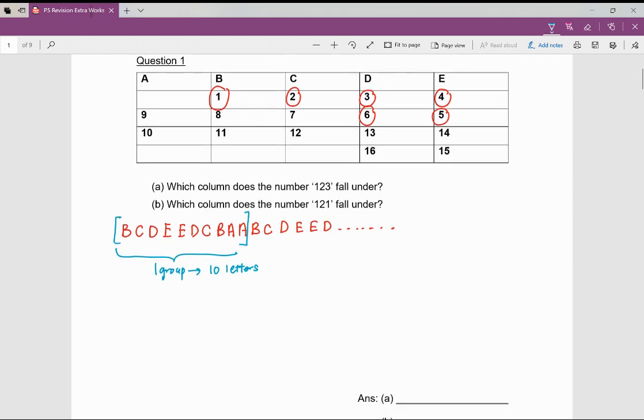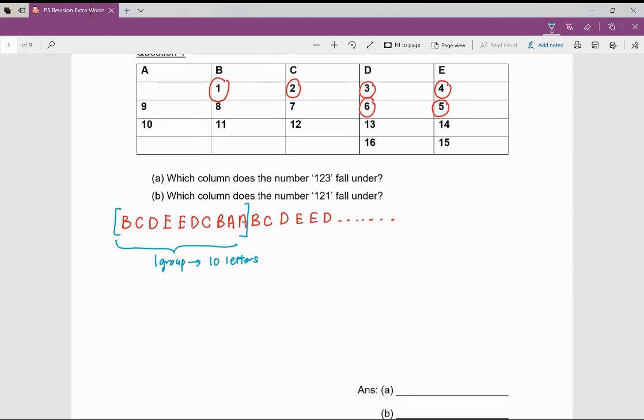Okay, so next, now I can start solving my question once I can identify my one group. So in any grouping concept, the first thing you must do is to find your one group, after which you can start solving the question based on what they want. Okay, so for A, I want to know which column the number 123 falls under. So for A, I will take 123 and put it into groups of 10, and that will give me 12, remainder 3.